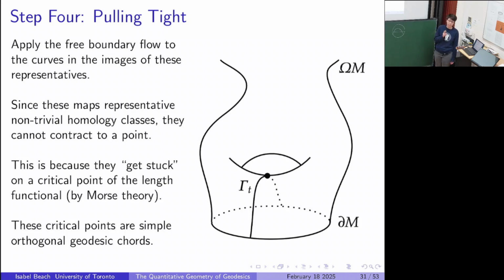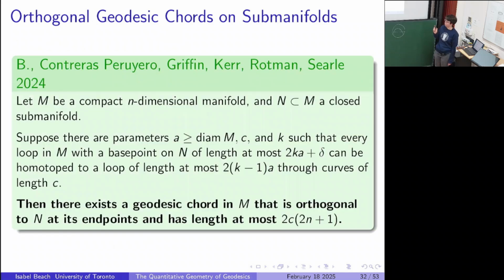But after this, now I want to talk about an upcoming paper of ours that is kind of a generalization of this simple 2D disk case. So this has got a bit of a longer statement, but it also applies in much more generality. So this is due to myself, Contreras-Perriero, Aaron Griffin, Megan Kerr, Regina Rotman, and Catherine Searle. I probably should have said 2025 because this is not yet on arXiv. This is an upcoming paper still. Hopefully it will be out very soon.